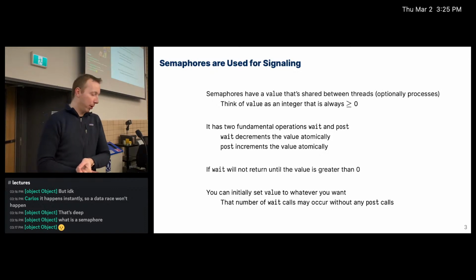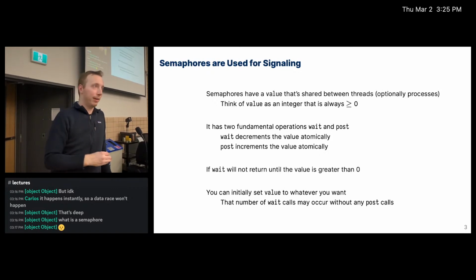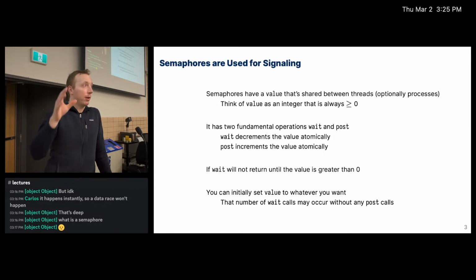So there's wait and post, and all wait does is decrement the value atomically. So if it's a 1, it changes to a 0, and post just increments it atomically. So if it's a 1, it goes to 2, or if it's a 0, it goes to 1. It does that all atomically, so there are no data races. Now, the only thing that makes Semaphores special as a synchronization primitive is if you call wait and the current value is 0, it will put that thread to sleep and wake it up whenever that value goes above 0. So Semaphores cannot go negative.